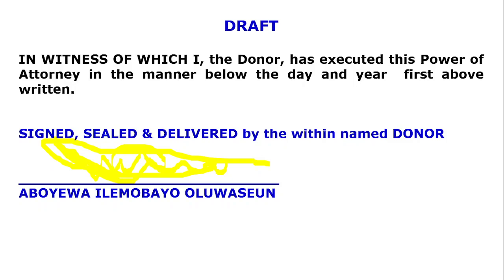How do you know when to use signed, sealed, and delivered? Ask yourself, what is in the power clause? Is the power clause asking the donee to do anything by deed? Then it must be signed, sealed, and delivered. But what if it's just general property management? Then you can say signed and delivered.